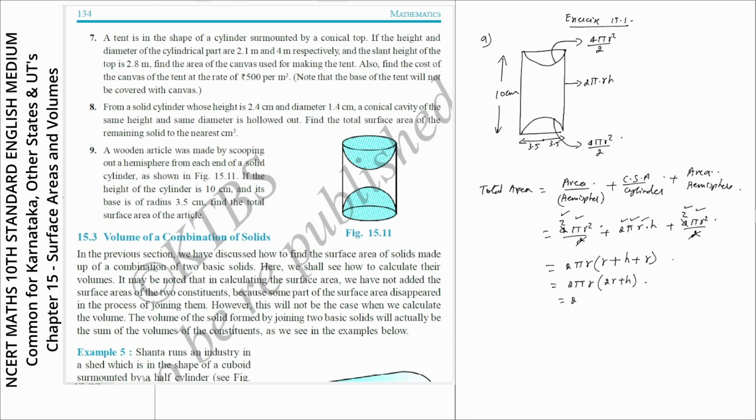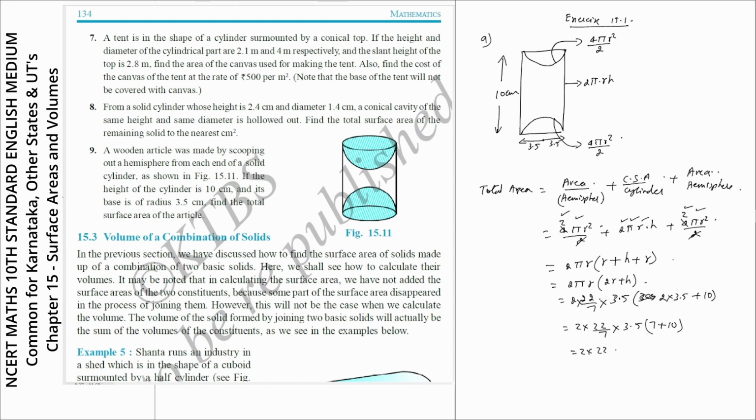Now substitute the values of pi and r. Pi is 22 by 7. What is the radius? It is 3.5 centimeter. So 2 times 3.5 plus the height, which is 10. So this is equal to 2 into 22 by 7 into 3.5. Now 2 into 3.5, twice of 3.5 is 7. 7 plus 10, so I'll get 17.